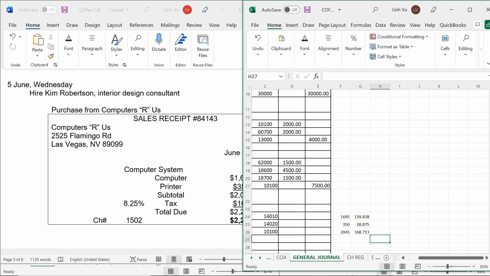Now, in this case, I have 139.83, which we can round to 139.84. And then I have 28.875. So that means I can round that also up because of the rules of rounding, right? But in this case, would that give me the same exact result? If I were to say my asset was 1695 plus 139.84, okay? And then my other asset for my printer was $350 plus $28.88. Is that going to be the exact amount that I actually paid?